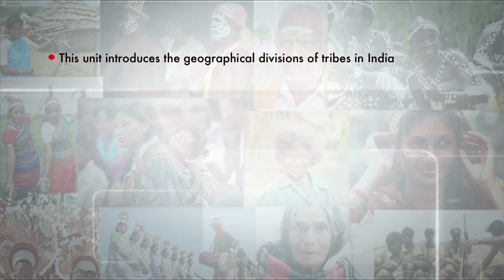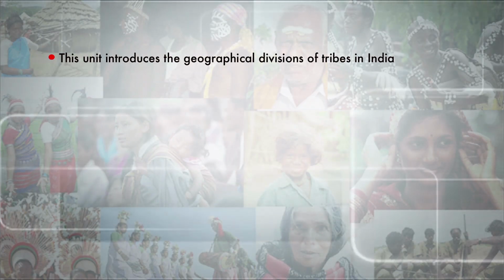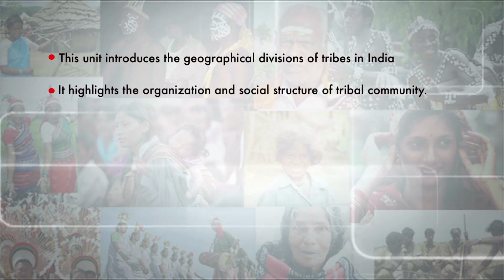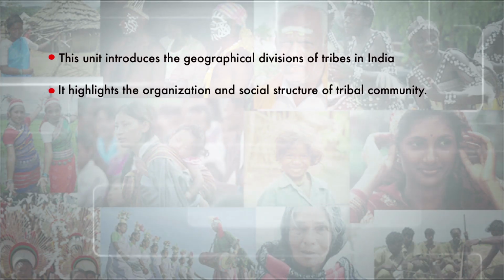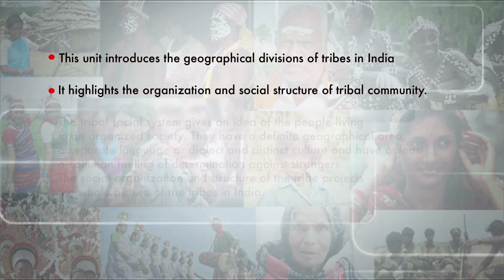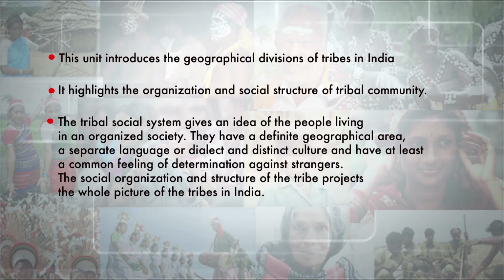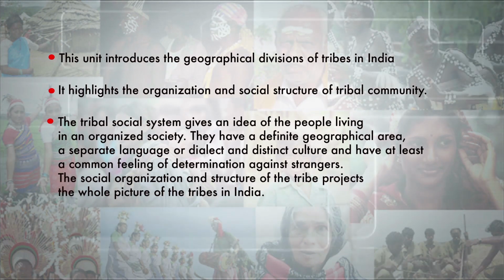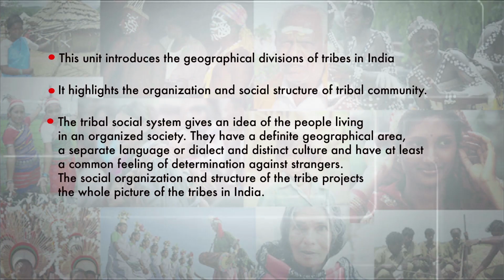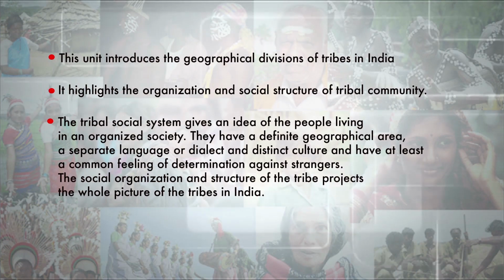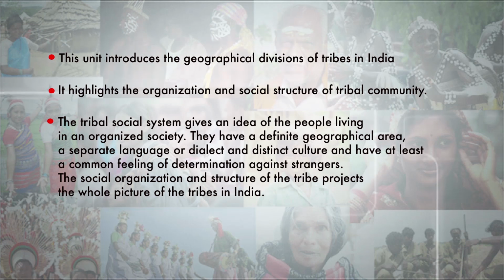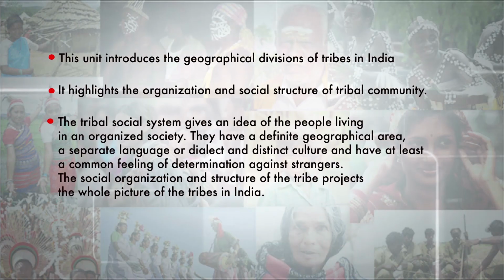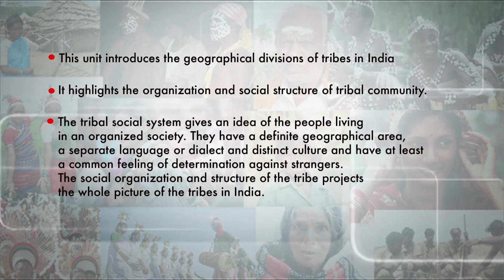This unit introduces the geographical divisions of tribes in India. It highlights the organization and social structure of tribal community. The tribal social system gives an idea of the people living in an organized society. They have a definite geographical area, a separate language or dialect, and distinct culture, and have at least a common feeling of determination against strangers.